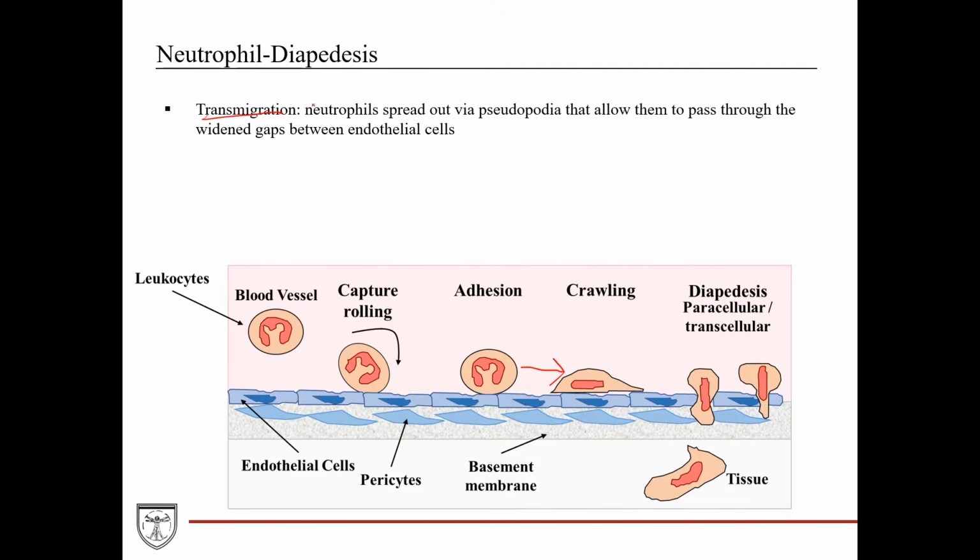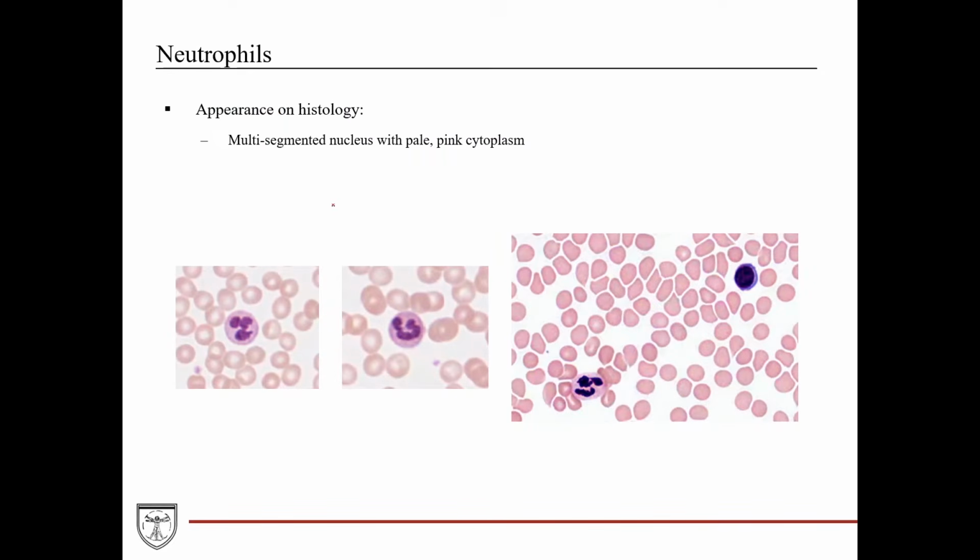They spread out via what's called pseudopodia, which are essentially arm-like extensions that allow them to slide through these gaps between the endothelial cells. And then once they make their way in, they're within the tissue and can start engulfing foreign material. Again, we talked about this back in the connective tissue lecture, but just to review again.